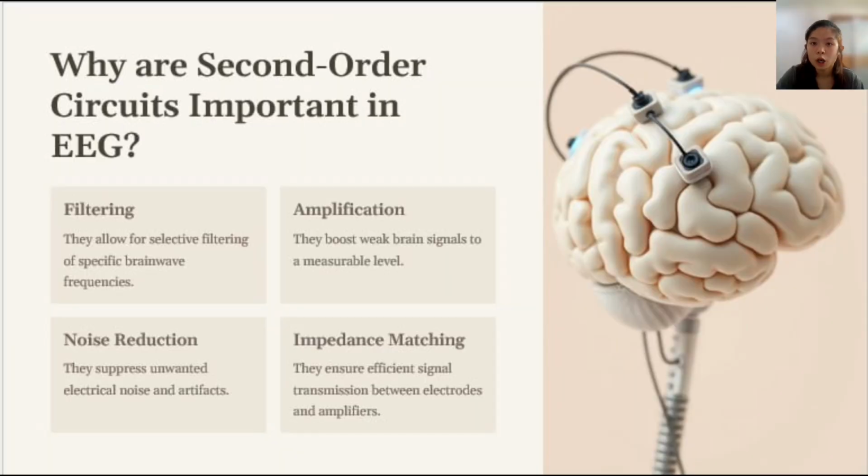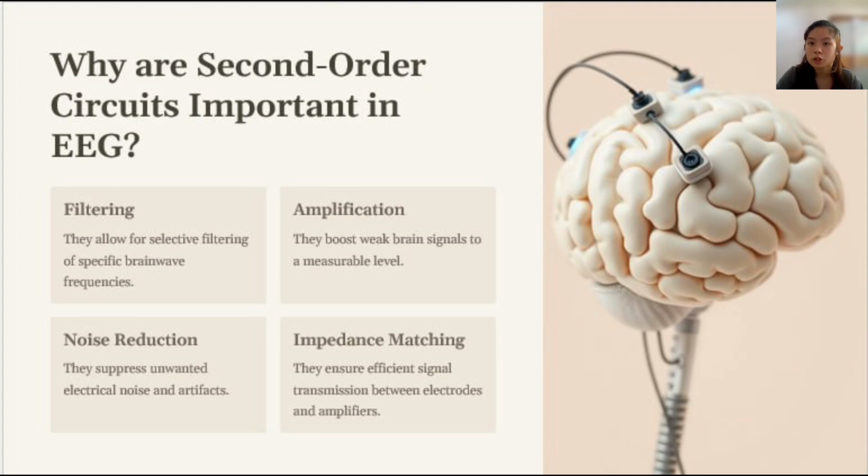Now you may wonder, why specifically second-order circuits for EEG? A second-order bandpass filter has a sharper roll-off than a first-order filter, meaning it can reject unwanted frequencies more effectively. This is particularly important in EEG, where precise frequency filtering is required to isolate brain wave activity from noise.